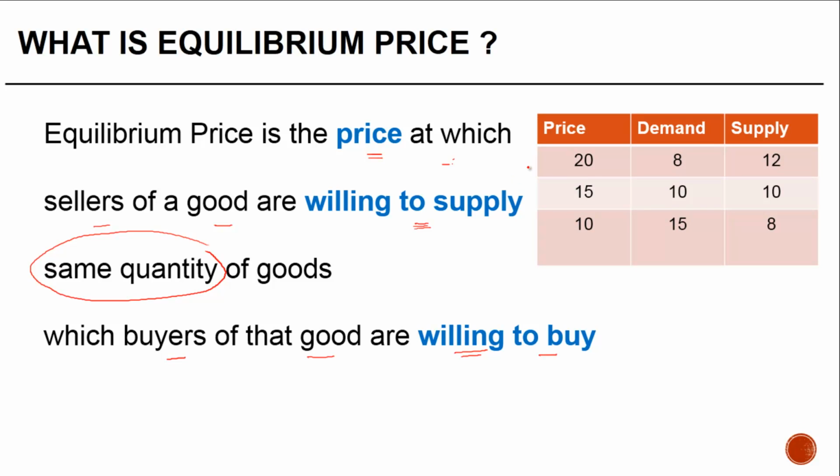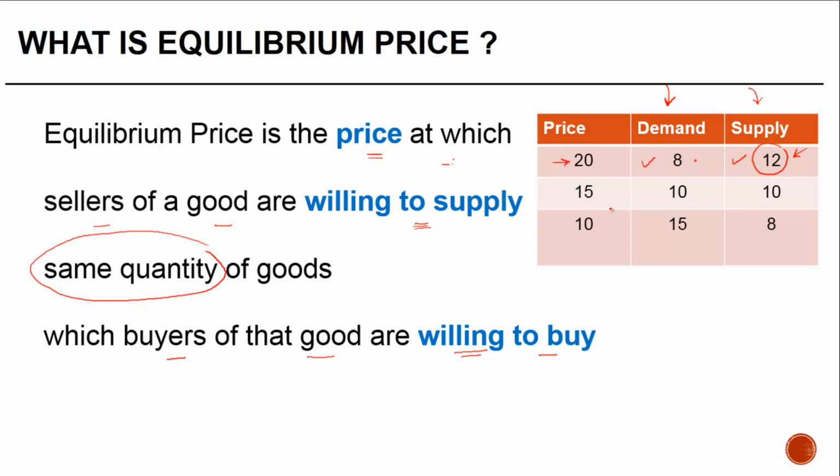Let's suppose the price in the market is 20 rupees. At this price, the buyer of the goods is demanding 8 units of commodity. Because the price is high, why am I saying it is high? Because the three prices are 20, 15 and 10. Since the price is high, the seller wants to supply a higher quantity of goods. He wants to sell 12 units, but the buyer only demands 8, right? So the seller won't be able to sell the entire units of commodity.